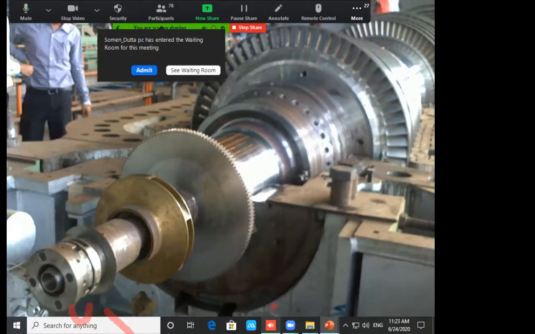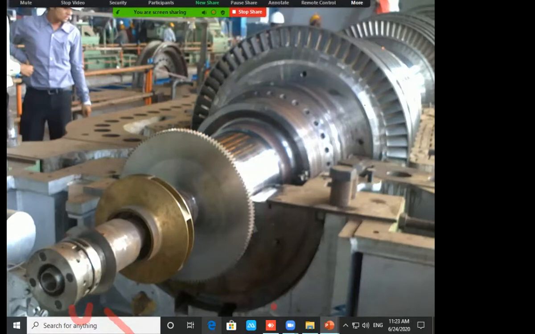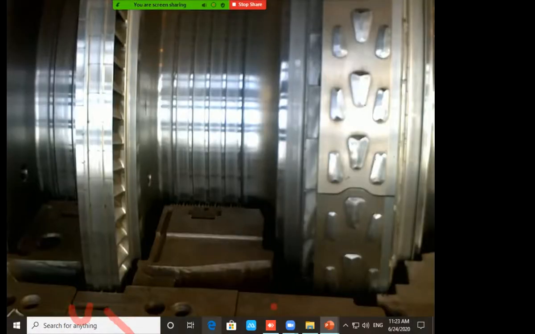By putting infrared light, we can measure the speed, and that is your bearing, the bearing surface, and those are the moving blades. Next. So moving blade, and that is the sealing surface over here. That is the sealing portion.